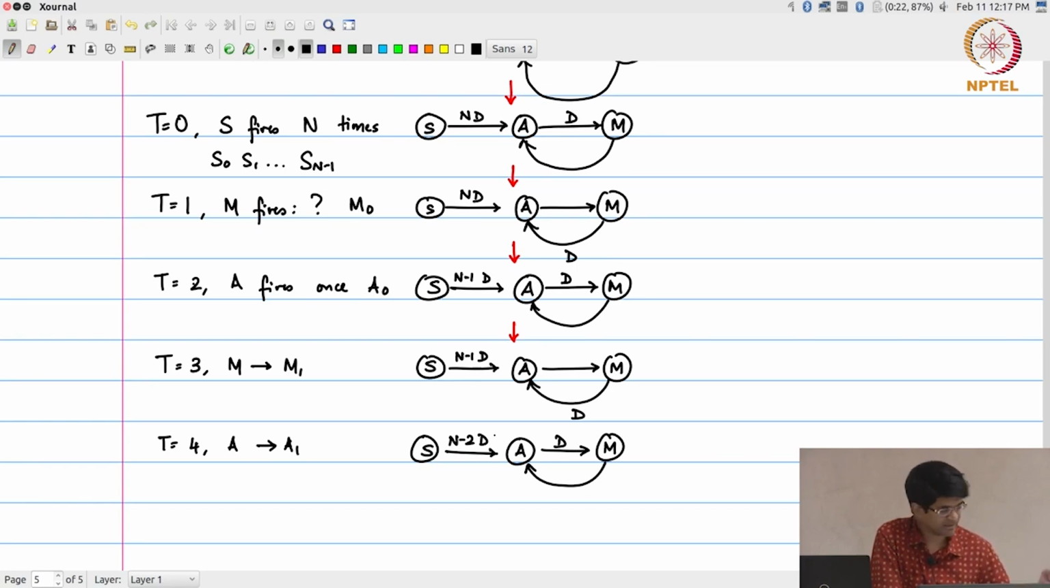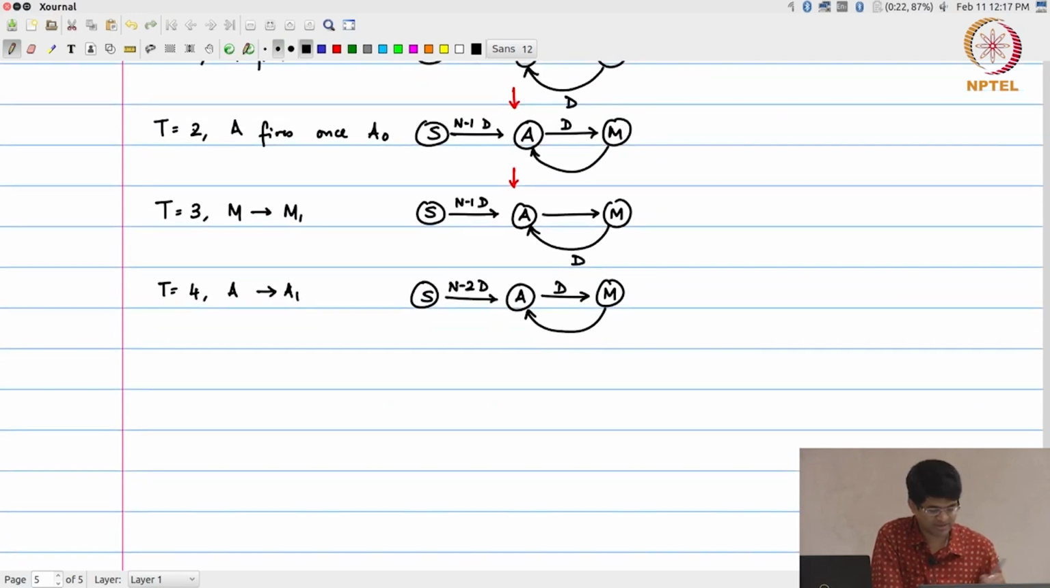Essentially it becomes very clear that in order to finish off those n tokens that were generated, or in order to bring the graph back to its original state, the S to A arc has to go down to 0. For that to happen, I basically need to go through this process n times. N times A has to fire, n times M has to fire, and they can happen only one after the other. So this is essentially what will happen.